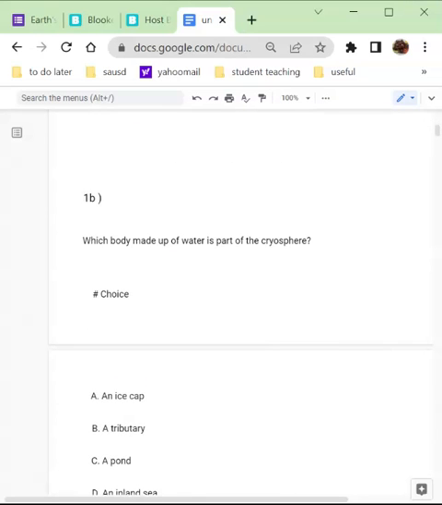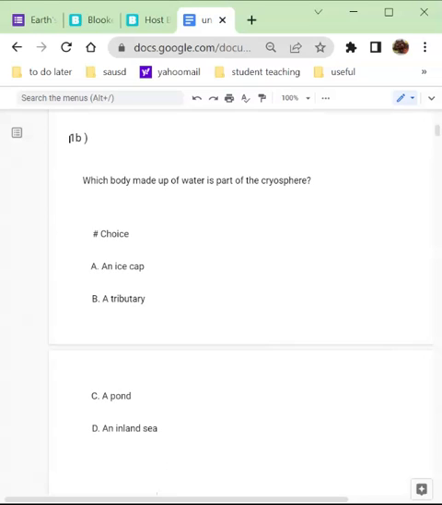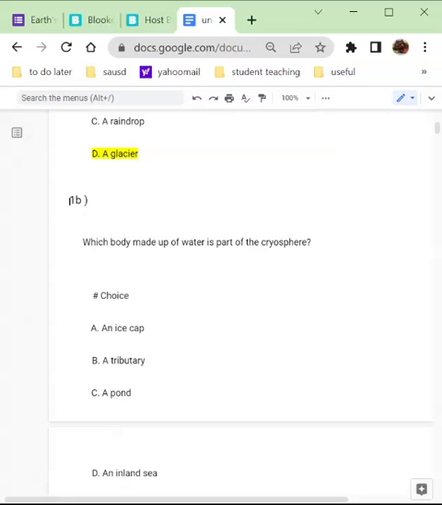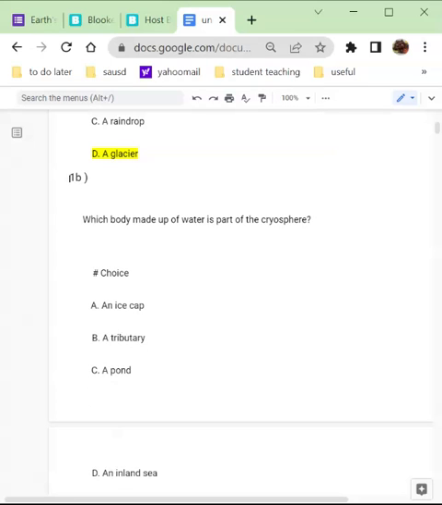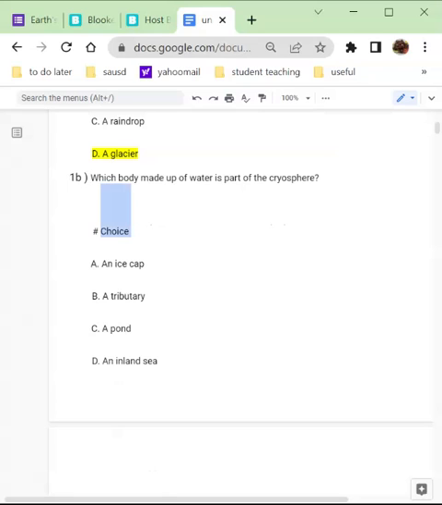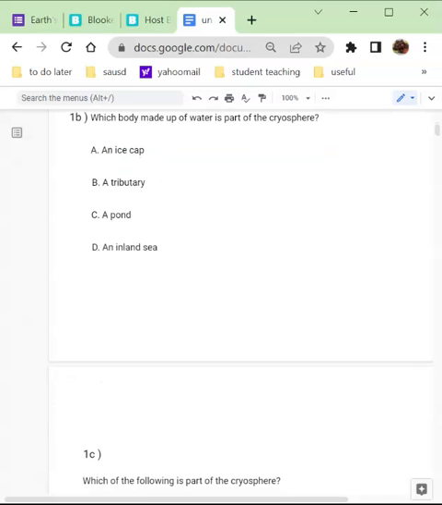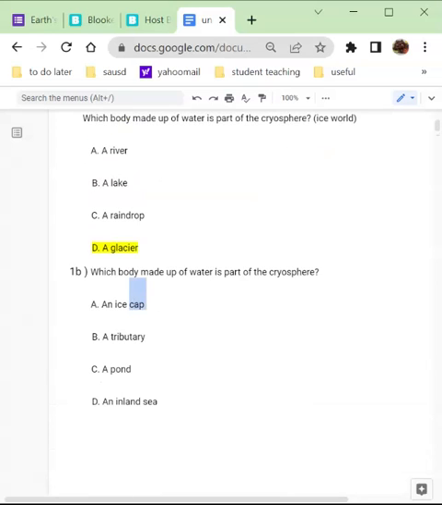And then which body of water? Which body made up of water is part of the cryosphere? So kind of similar to the first one, we look at something that's ice related. And I see ice cap right there.